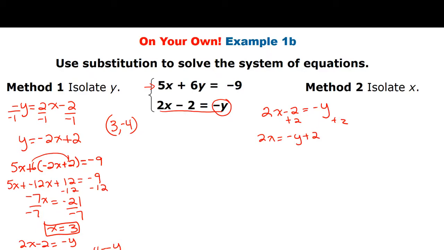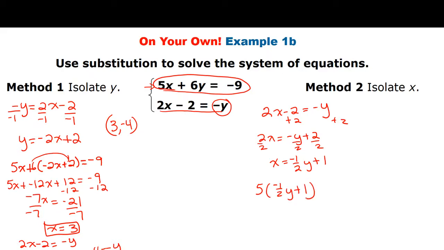All right. The next thing I want to do is divide by 2 everything. And now I have x isolated. x equals negative 1/2 y plus 1. All right, so now we got to substitute it into our other equation right here. So we're going to say 5 times negative 1/2 y plus 1 plus 6y equals negative 9.